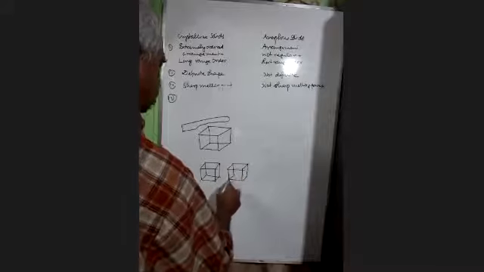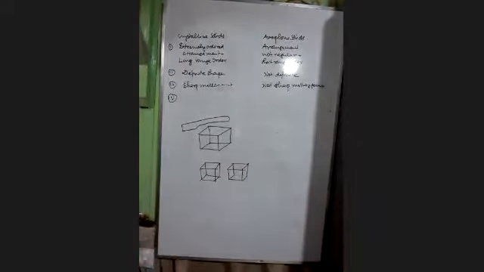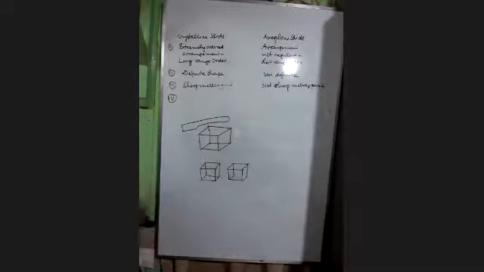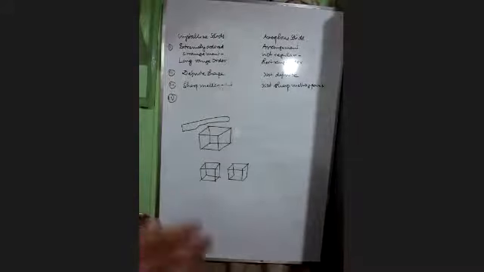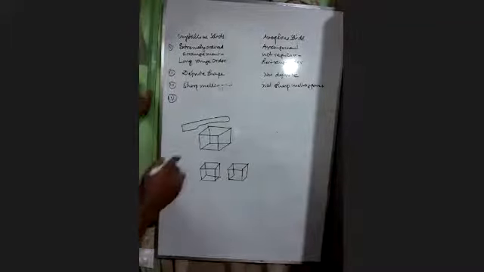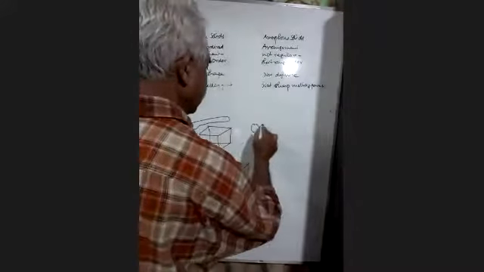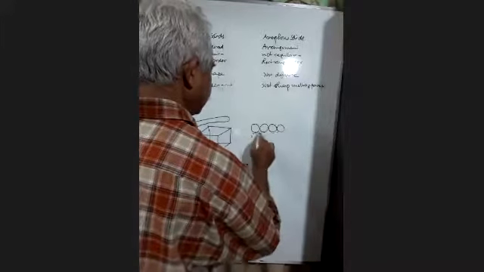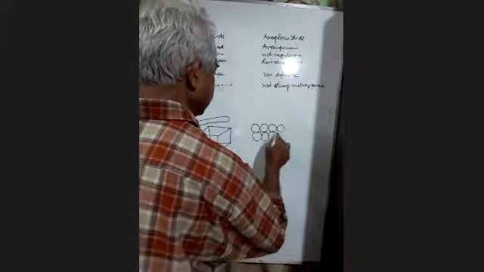The moment you cut it into two pieces, mind it clear, you get two new surfaces. This is the new surface and this is the new surface. Both surfaces will be very, very smooth. Why is it like this? See, we have taken a crystal.